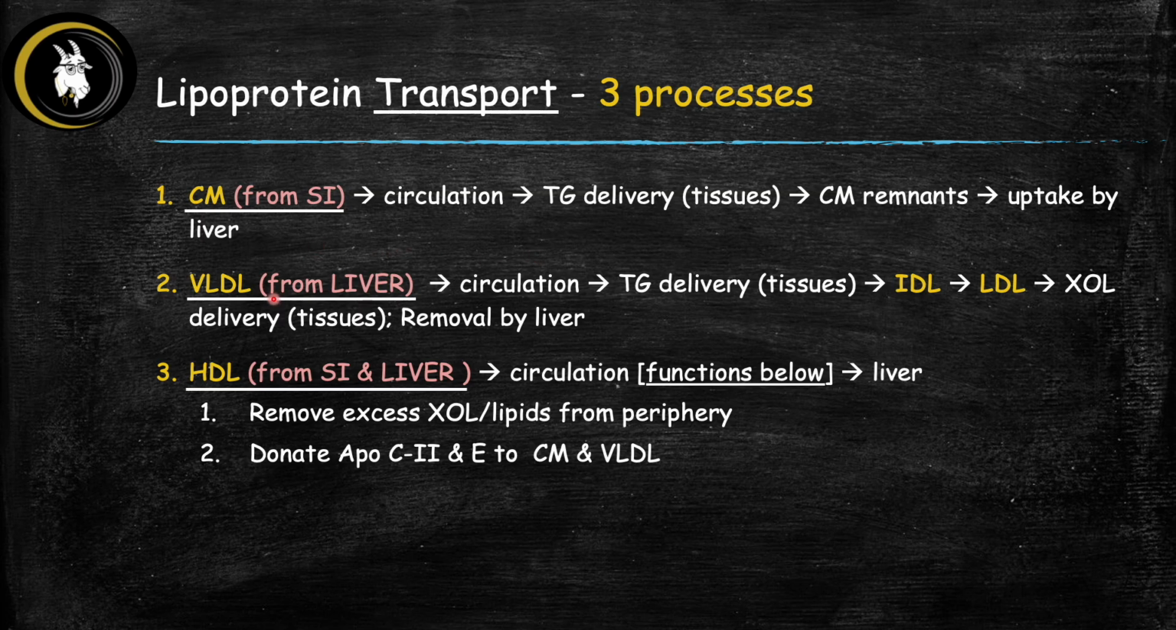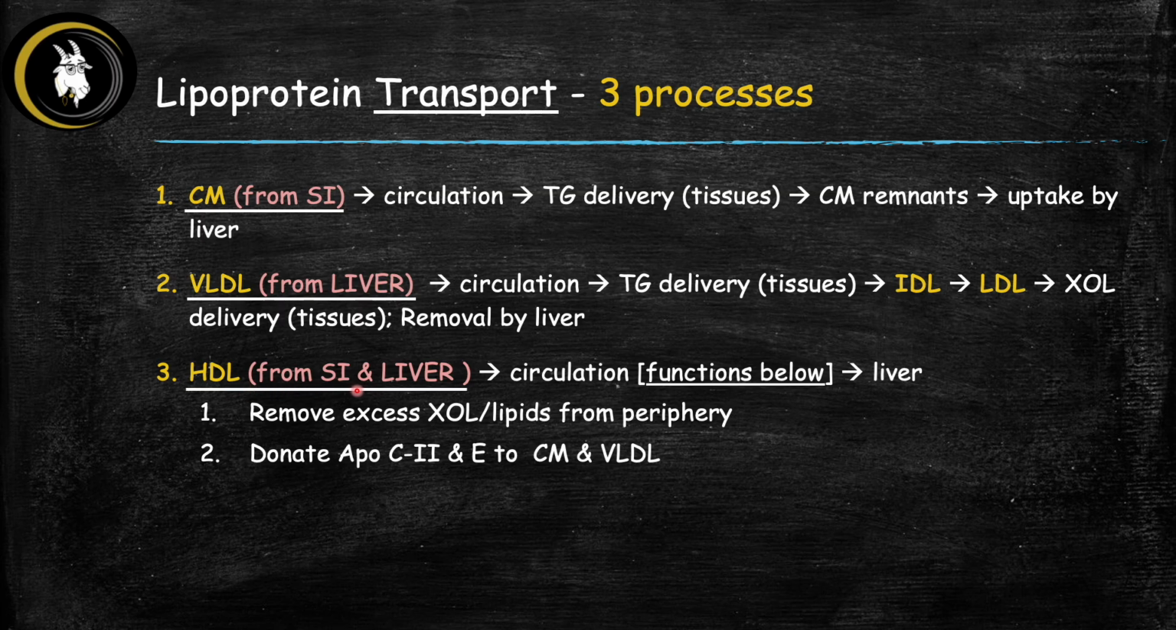The second transport process started as VLDLs, and remember these were secreted by the liver into circulation. And again, the goal was to deliver triglycerides to tissues. And what's going to be left over is IDLs, which were the intermediate density lipoproteins. And then more triglyceride was going to be removed. And then what's going to be left over was the LDL, or low density lipoproteins. And then they were going to deliver cholesterol to the tissues and then eventually return to the liver and be removed.